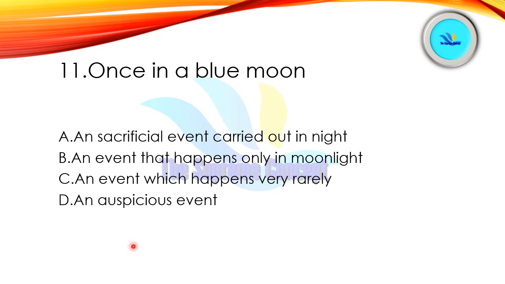Question number 11, once in a blue moon. Just find out the meaning of this idiom, once in a blue moon. Alright, option number C, an event which happens very rarely, is the correct answer here. When we say that something happens once in a blue moon, what we mean is that it happens very rarely, very occasionally. So option number C is the best answer here. There is no option close to this option also, so we are left with only option C.